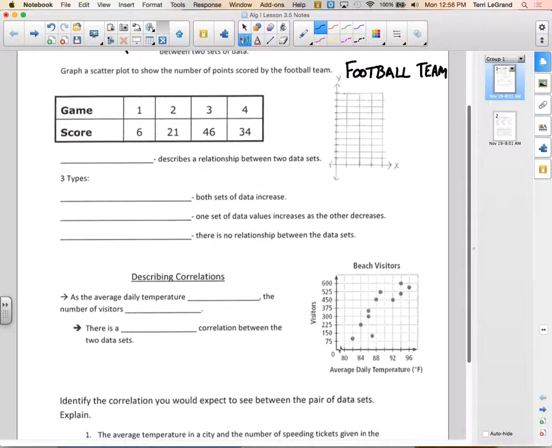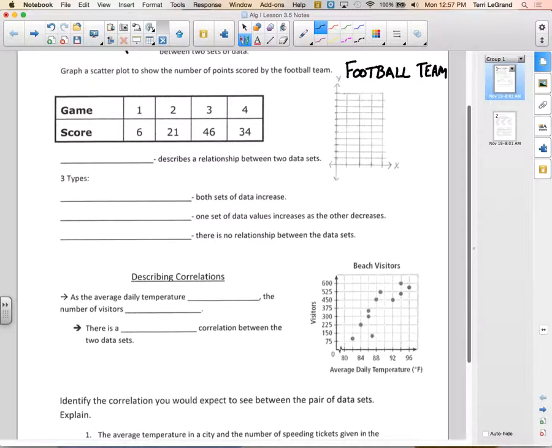So when I look at that, I say, well, they're going to tell us something about a football team. And then I have to decide which one's going to be represented on which axis. And it doesn't really matter in a scatter plot. We don't necessarily talk about independent and dependent in scatter plots. So, Ricky? The one going up being game? Okay, I'm going to look at that.